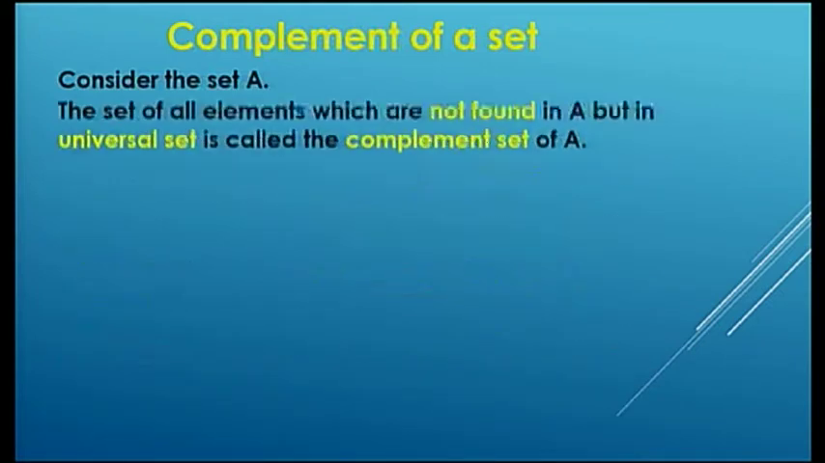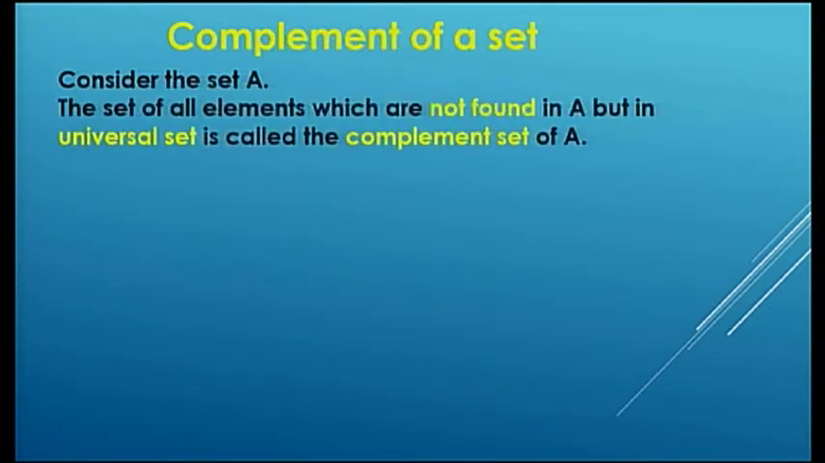Now let's talk about complement of a set. Consider the set A. The set of all elements which are not found in A but in the universal set is called the complement set of A. In set notation, we write it as A dash.